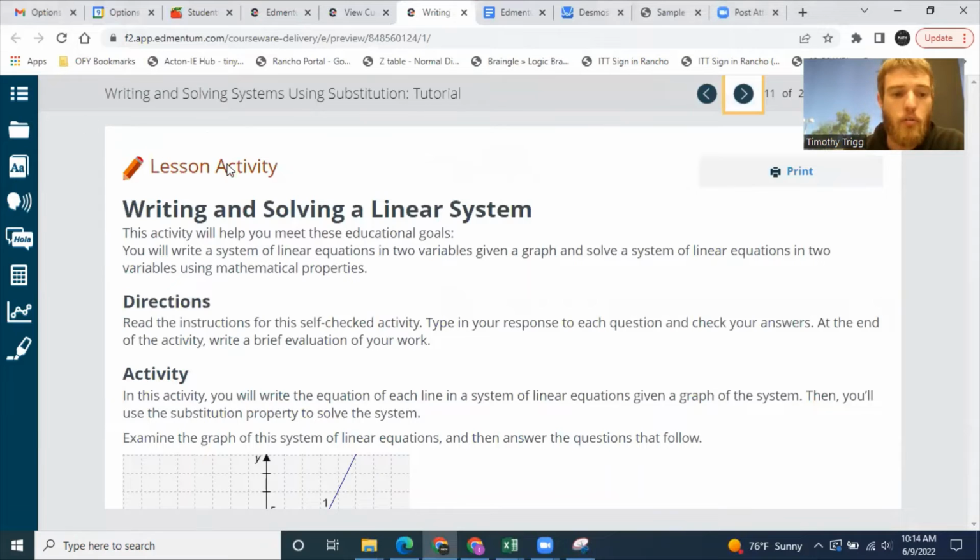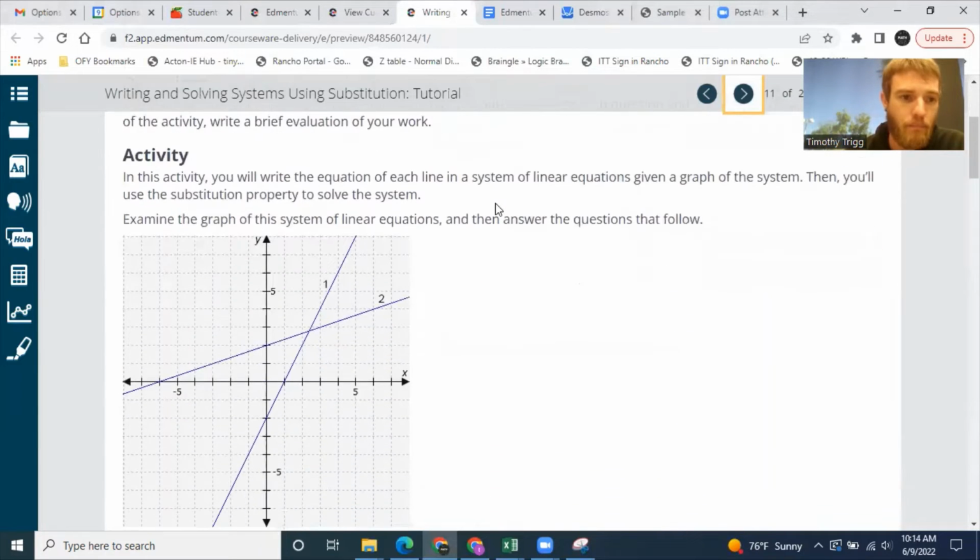Go ahead and go to page 11 here. In this activity, you'll write the equation for each line in a system of linear equations given the graph of the system. Then you'll use substitution property to solve the system. Examine the graph on the system of linear equations and then answer the questions that follow.